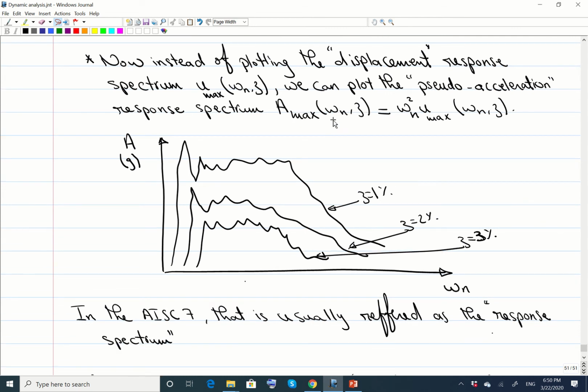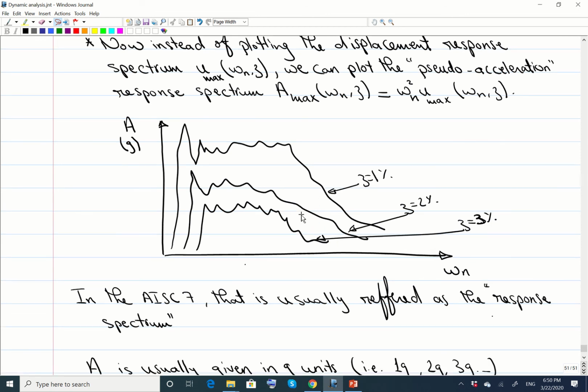So simply how to find this: once you find the displacement, you multiply by omega n squared to find this U maximum, and you get that A, and then you plot A as a function of omega n for different zetas, okay? And that's what the ASCE 7 actually gives you to use to design structures. So in the ASCE 7 you have figures like this that tell you, according to exactly where you are in the US, this is the response spectrum that you should use.